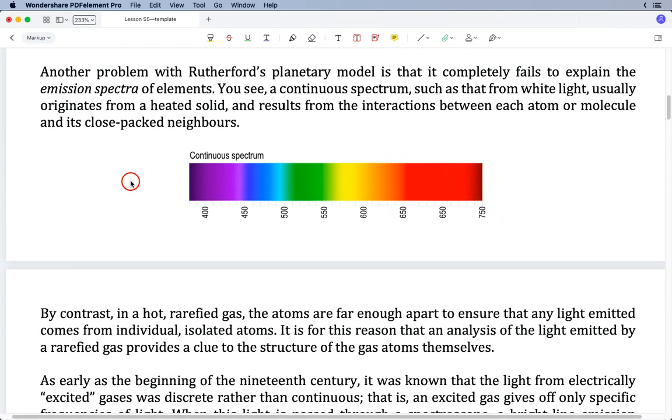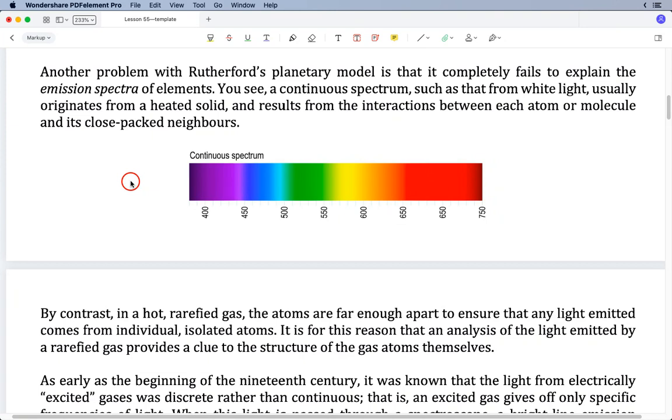Now, this type of spectrum you would usually get from a heated solid because this type of spectrum results from atoms interacting with their neighbors. So in a solid, the atoms are closely packed together. And then whenever they interact with each other, they basically emit a range of different energies. And if they're emitting a range of energies, we see that as a range of different wavelengths. So we have a range of colors in the spectrum.